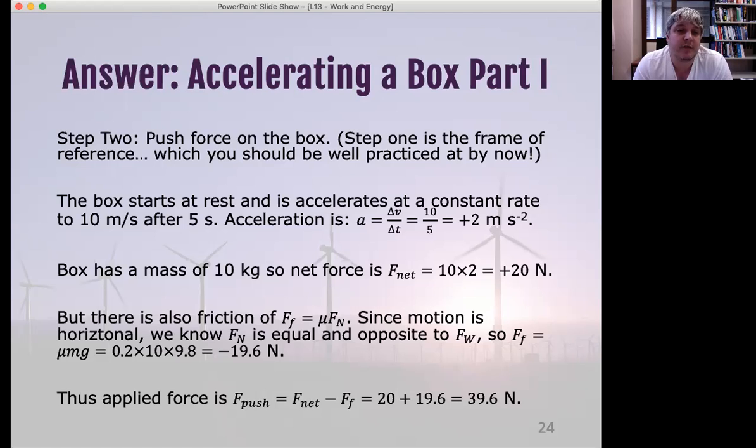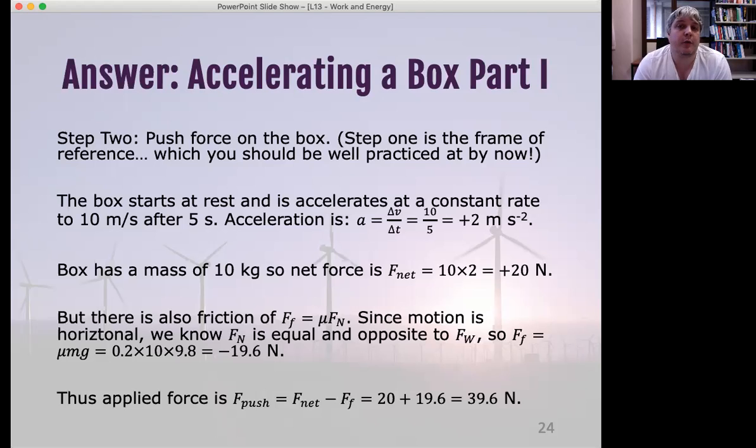So the box is at rest and it accelerates at a constant rate up to 10 meters per second after 5 seconds. So therefore the acceleration, because we have constant acceleration, it's just change in velocity over change in time, that is plus 2 meters per second squared. The box has a mass of 10 kilograms, so the net force must be 10 times 2, which is 20 newtons. F equals ma, 10 times 2, 20 newtons.